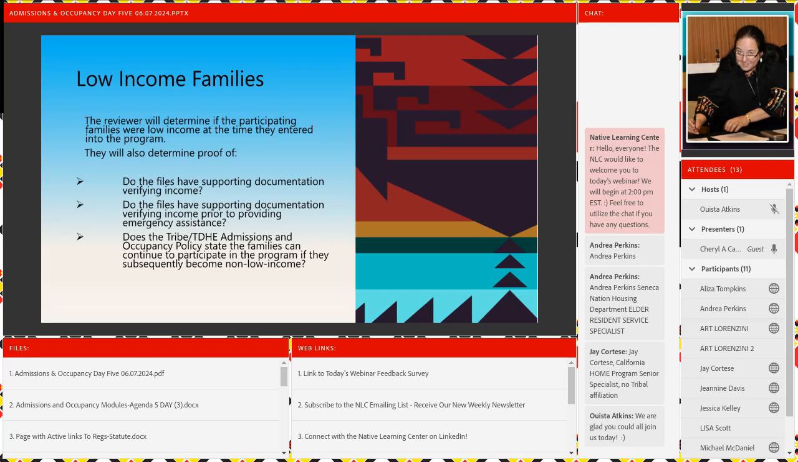Do the files have supporting documentation verifying income prior to providing any type of emergency assistance? Does the tribe or your TDHE admissions and occupancy policy state the families can continue to participate in the program if they subsequently become not low income? So we had that discussion, I think probably the first day. Your A&O policies need to address that.